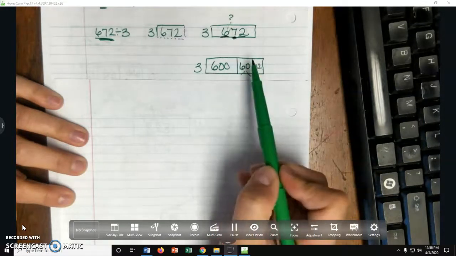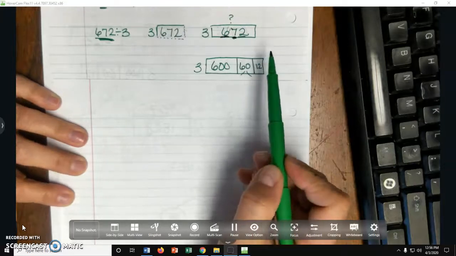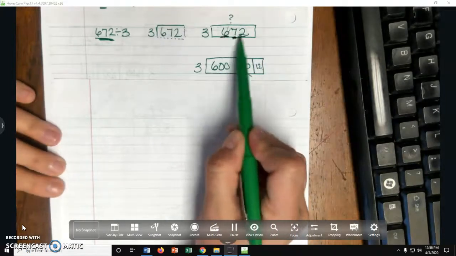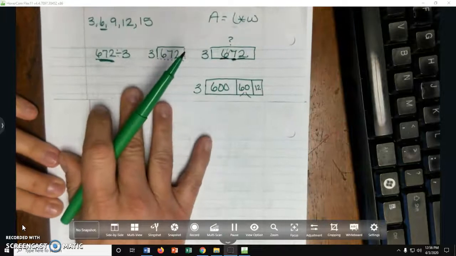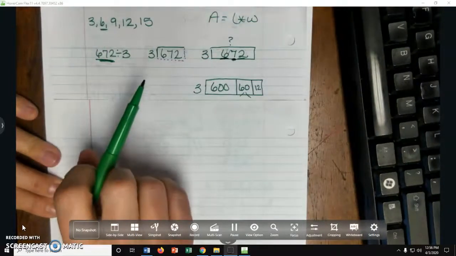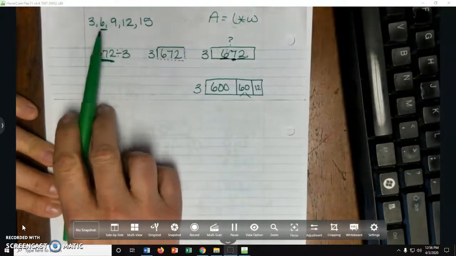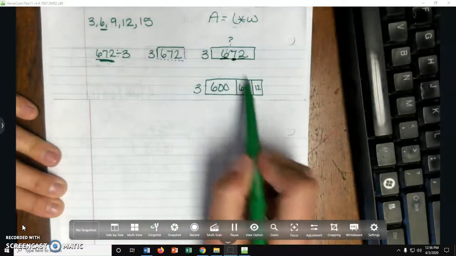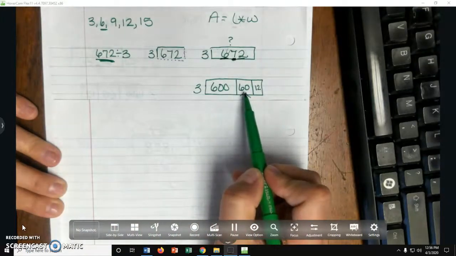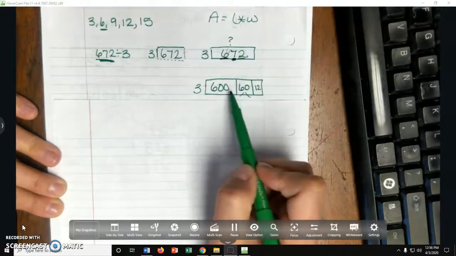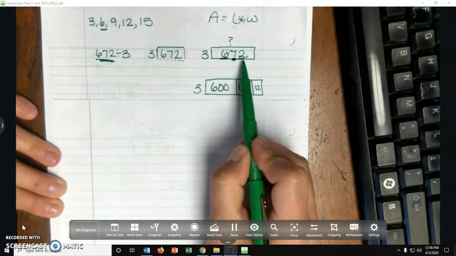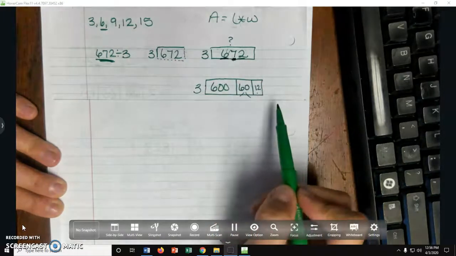Is 70 divisible by 3? It is not. So I need to look at the 70. I can list out my multiples of 3, and I can see 7 is not there. But 6 is. So I can say, could I make this be 60 instead? Sure. Well, there's 10 left that I didn't use, so that 10 is going to add together with these 2 ones to leave us with 12 ones.